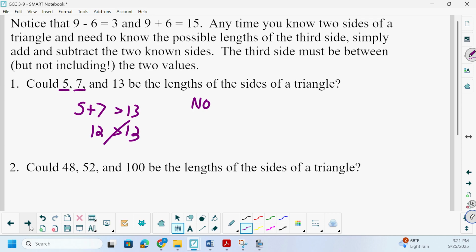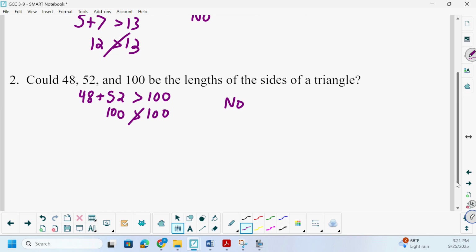For the next one, take your small and your medium, 48 plus 52. We need it to be greater than 100. Add those up, we get 100. Is it greater than 100? That's not true, it's equal to. So therefore, this would also be a no. If we had had in this example, say 48 and 53, well, now we have 101, and now we would be in good shape.